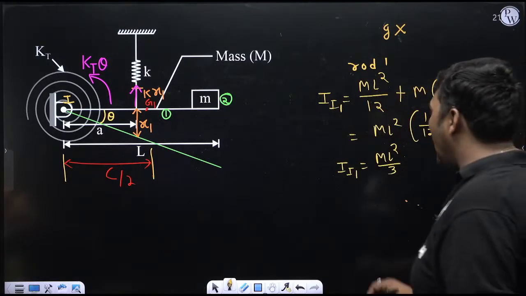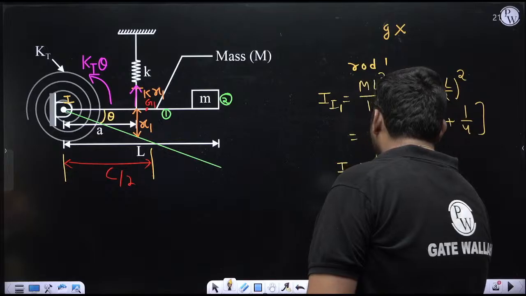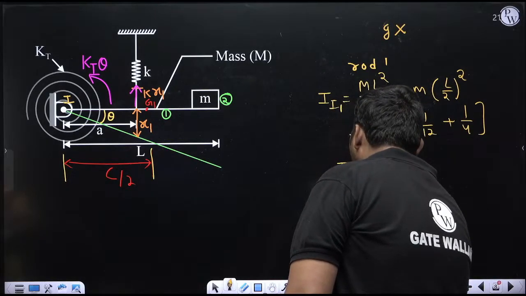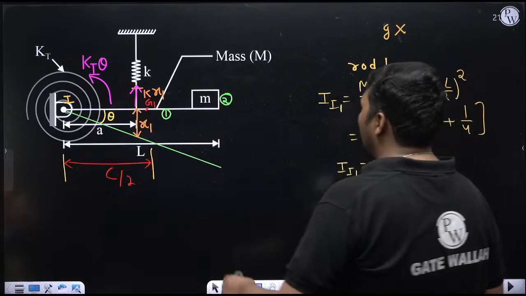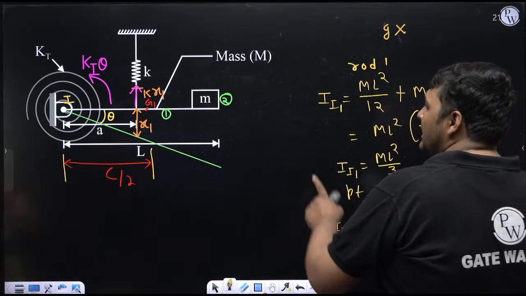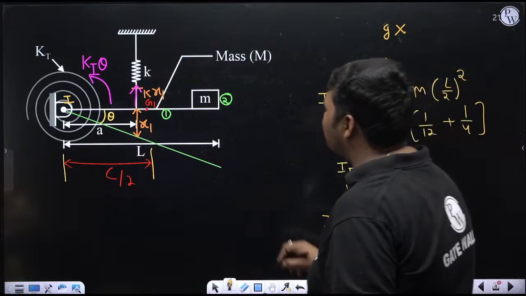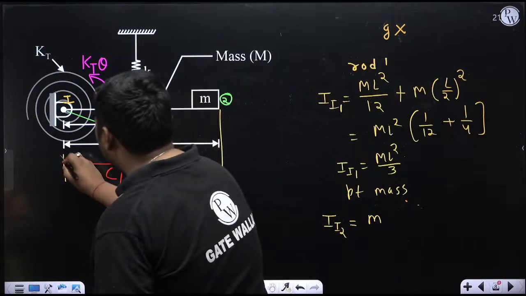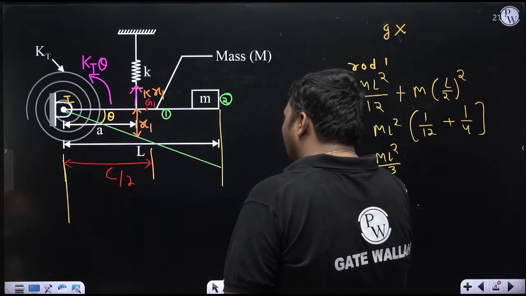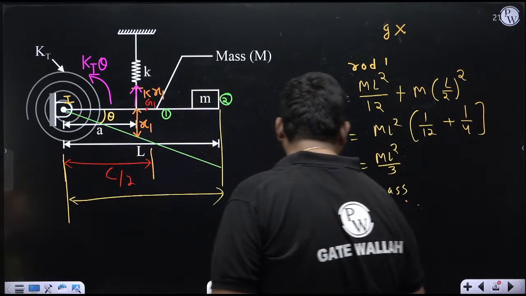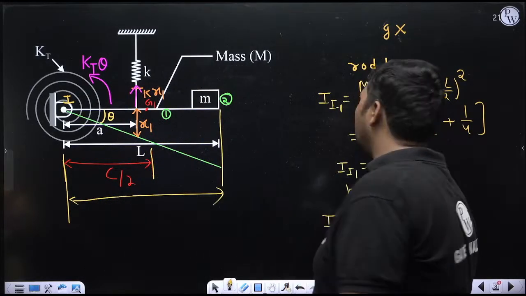Now what about the point mass? For the point mass, whatever mass moment of inertia is coming about the I center, I am representing as I2. For a point mass the formula is very simple: M r square, where M is the value of this point mass, which is small m, and r is the distance between this point mass and the point about which we are calculating I. Right now I am calculating I about the I center, so the distance between I and this point mass is equal to the length of the rod L. So it will be m r square.